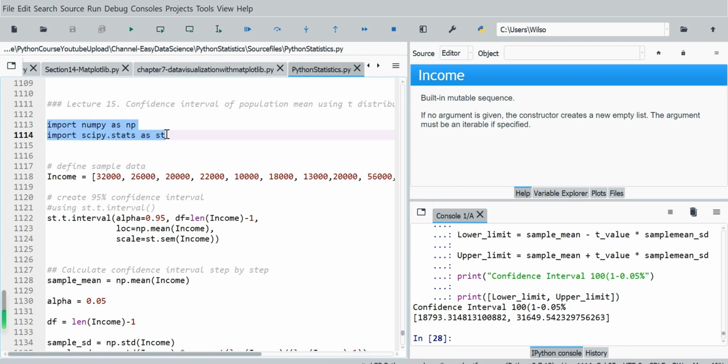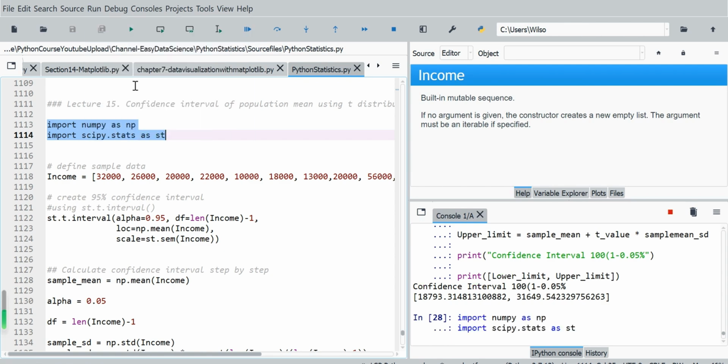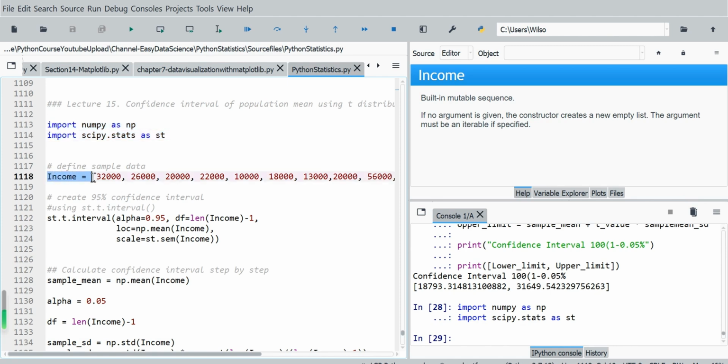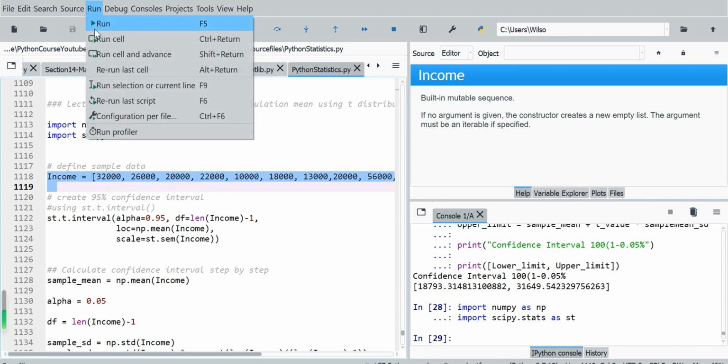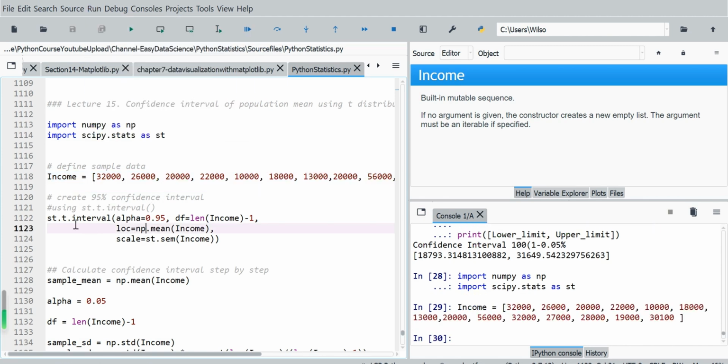So first, import modules for numpy and scipy.stats. Then we create an array of income data. Then next you can use st.t.interval with alpha at 0.95, which means we have 95% confidence to estimate this range of the population mean. And the df means degrees of freedom equals length of this data minus 1.